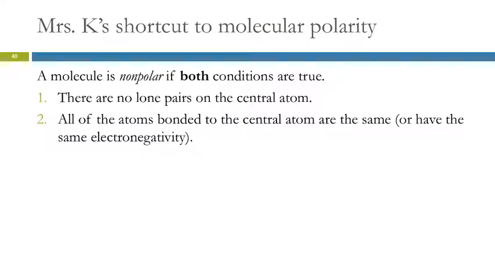This will work most of the time. And I think that's pretty good, something that works most of the time. So this is one you should remember. A molecule will be nonpolar if both of these conditions are true: no lone pairs on the central atom, and all of the atoms that are bonded to that central atom are the same, or they have the same electronegativity. For a lot of students, this is easier than thinking about adding vectors.